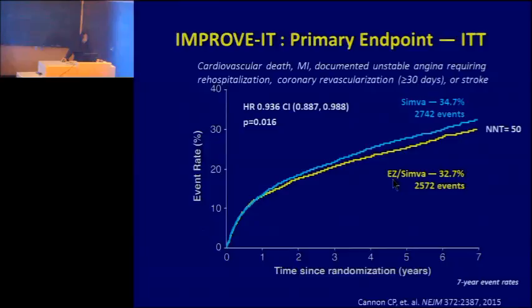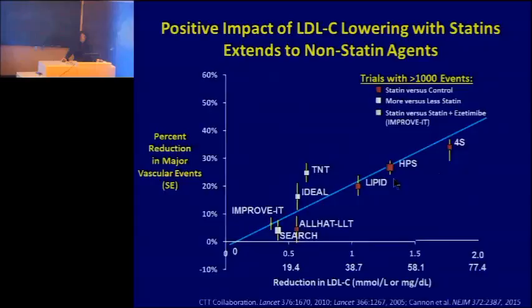This was a modest reduction, but these are individuals who are already quite well controlled on their LDL cholesterol. Now, this is a graph from the Cholesterol Treatment Trialists' Collaboration, which took about 20-plus trials of patients treated with statins, and it plotted the risk of vascular events. It shows that the lower your LDL cholesterol, the lesser your chance of developing a vascular event.